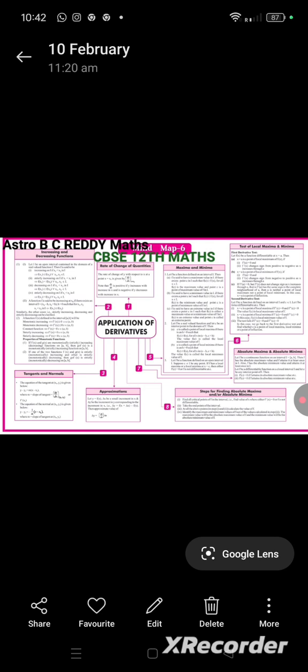Now, approximations. Let y equal to f of x, delta x be a small increment in x and delta y be the increment in y corresponding to the increment in x, that is delta y equal to f of x plus delta x minus f of x. The approximate value of delta y is nothing but dy by dx of delta x.